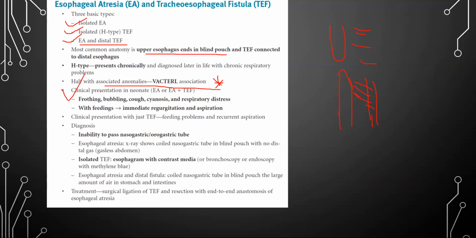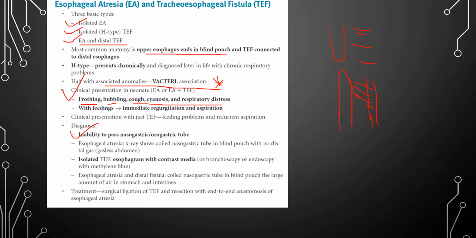Now, the clinical presentation is very important. As I said, this frothing, bubbling is very important. Coughing, cyanosis, and respiratory distress are common. And immediately after feeding, the child will vomit and have some regurgitation.